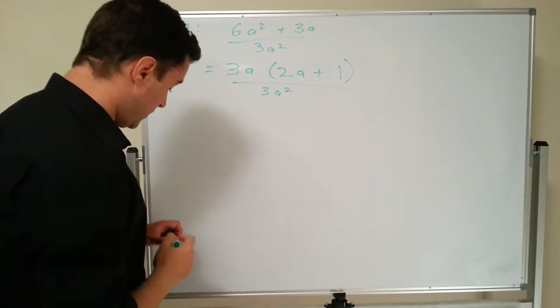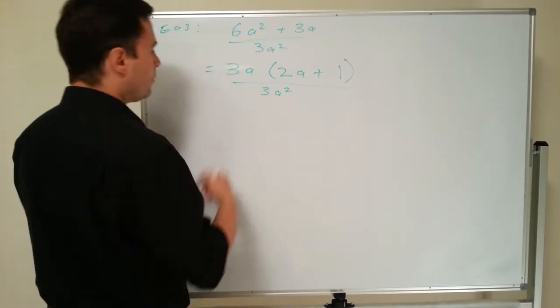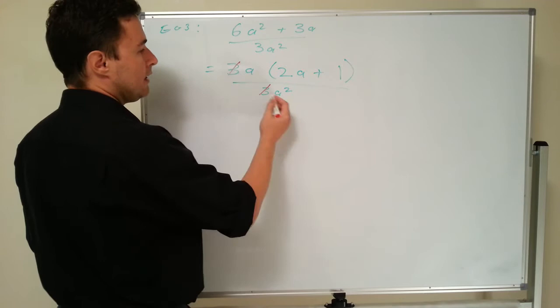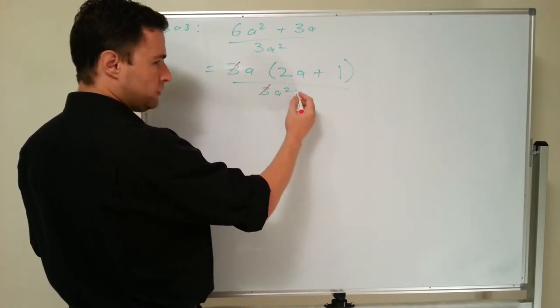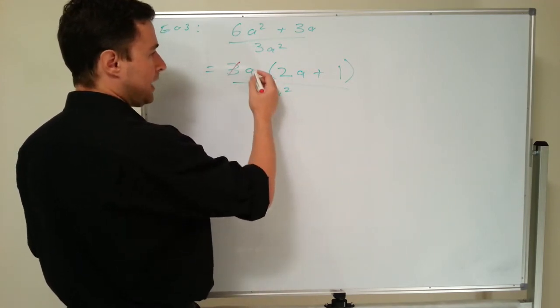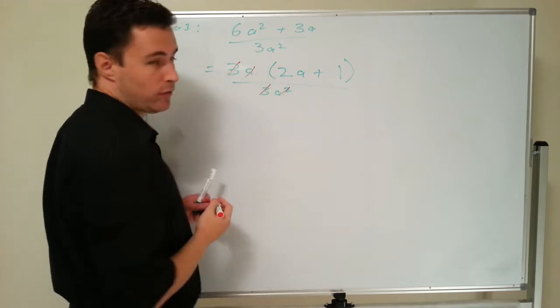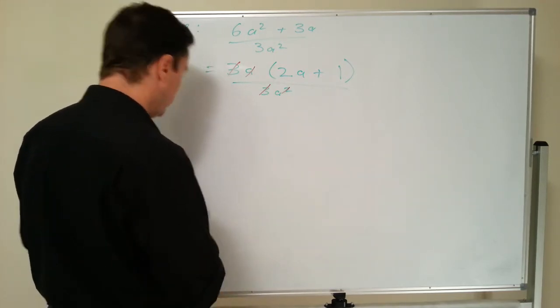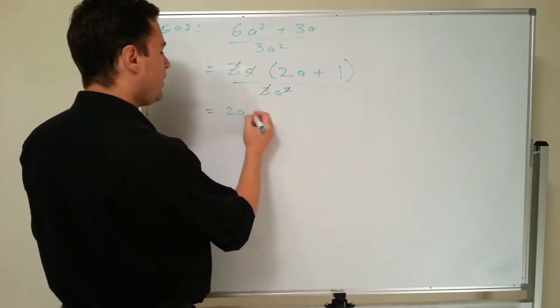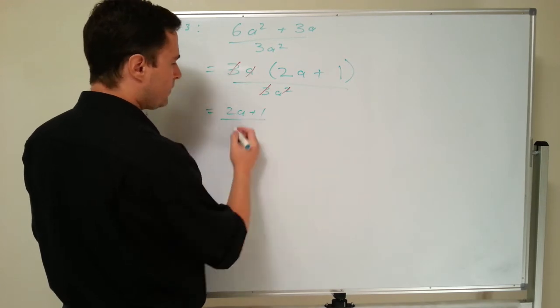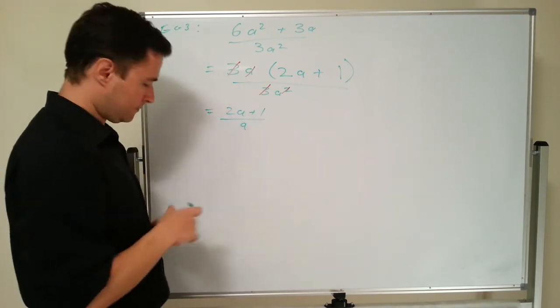Okay, so now we can cancel, right? Well, 3 cancels with 3. A squared, there's 2 a's here, cancel with a, and so I'm just left with an a. Alright, so my final answer with this is 2a plus 1 all over one of the a's left underneath there.